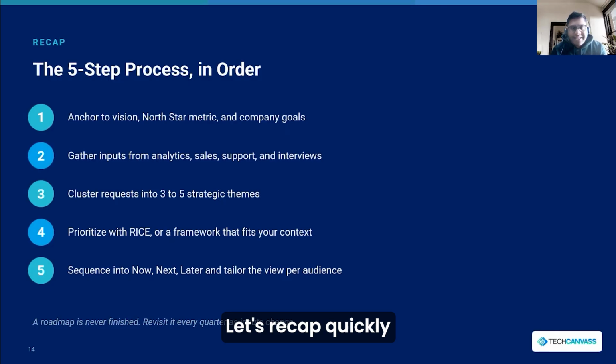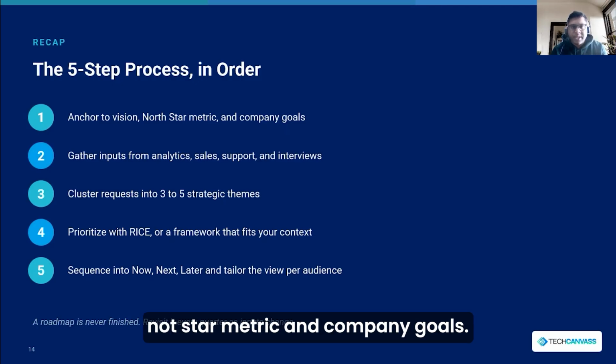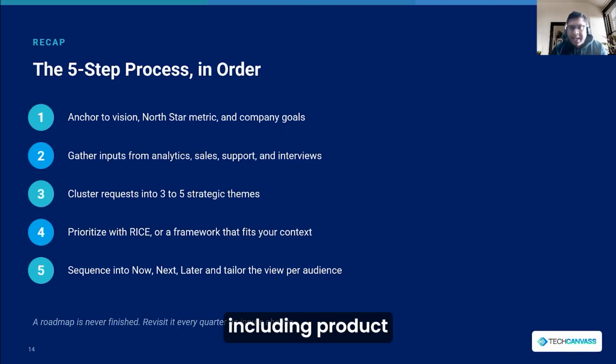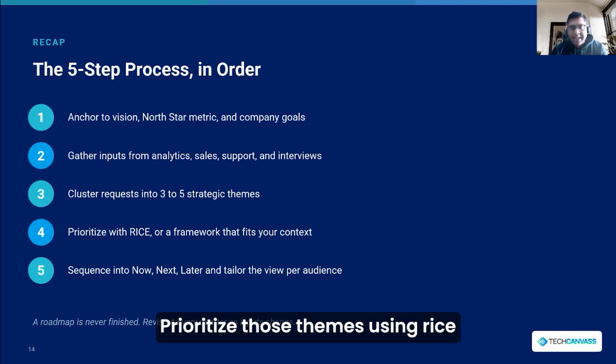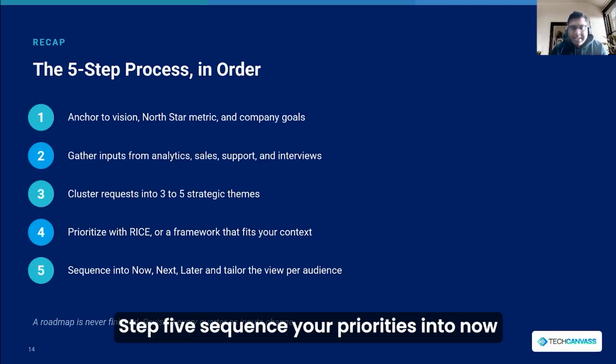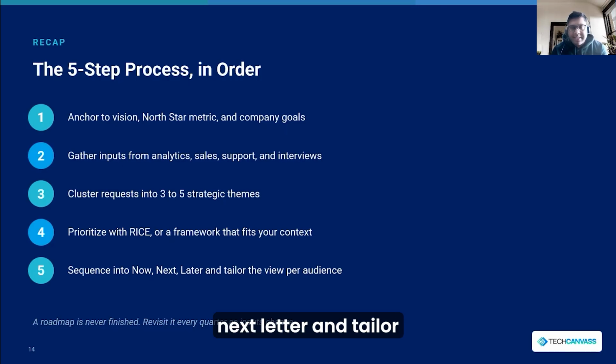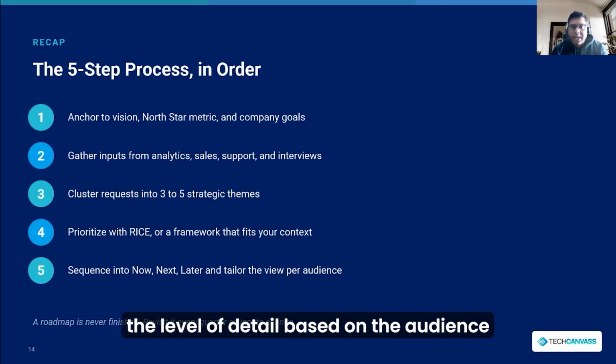Let's recap quickly the 5 steps we covered. Step 1. Anchor the roadmap to vision, North Star metric, and company goals. Step 2. Gather inputs from multiple sources, including product analytics, sales, support, and customer interviews. Step 3. Cluster those inputs into 3 to 5 strategic themes. Step 4. Prioritize those themes using RISE or another framework that fits your context. Step 5. Sequence the priorities into now, next, later, and tailor the level of detail based on the audience.